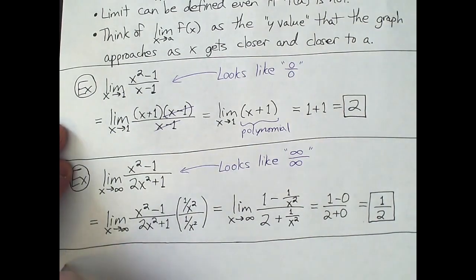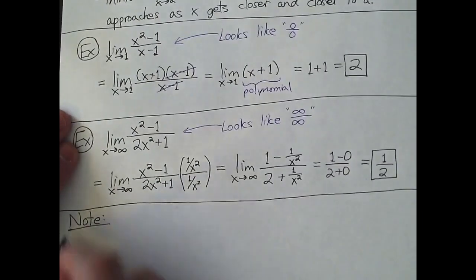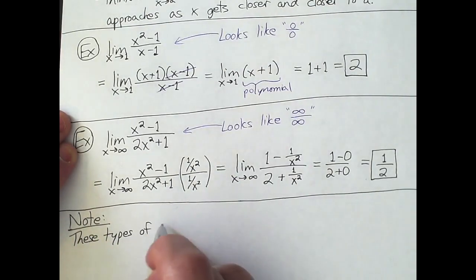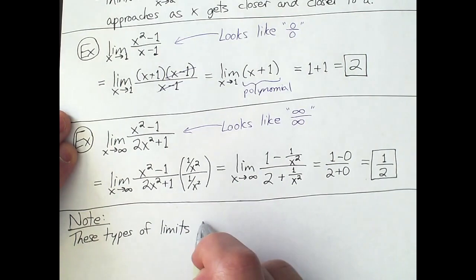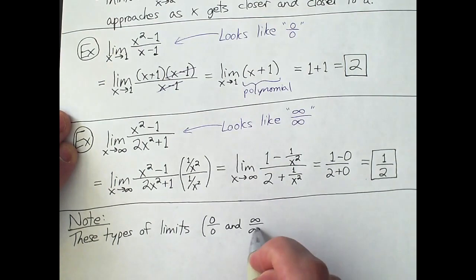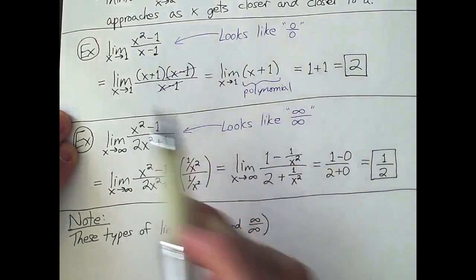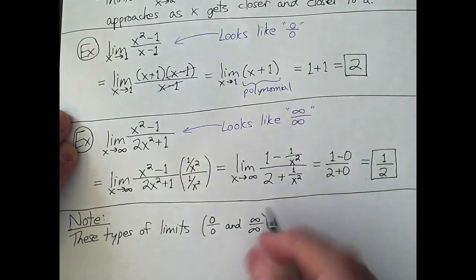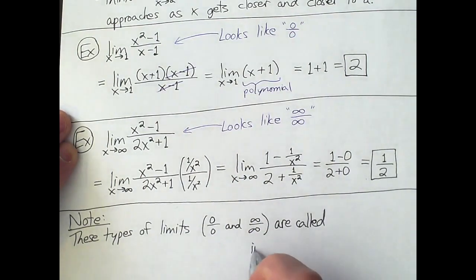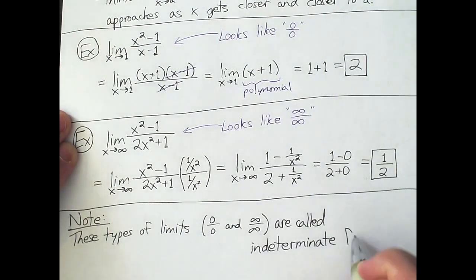All right, now these types of limits have a name. These types of limits, which I'm going to say are of the form 0 over 0 and infinity over infinity. That's kind of the category. That's kind of the type of limit that we're talking about. These are called indeterminate forms. These are limits that are indeterminate forms.